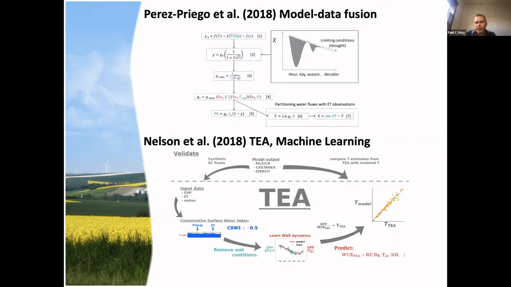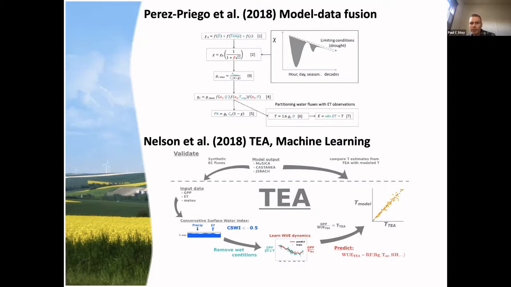And on that note, there are many, many other partitioning approaches that are present today and available to use. I can only scratch the surface. One is Oscar Perez-Priego's approach, which I'm going to argue is a kind of model data fusion. It takes a lot of theory, it takes observations, and then it uses those to parse out what water use efficiency is and what transpiration versus evapotranspiration is.